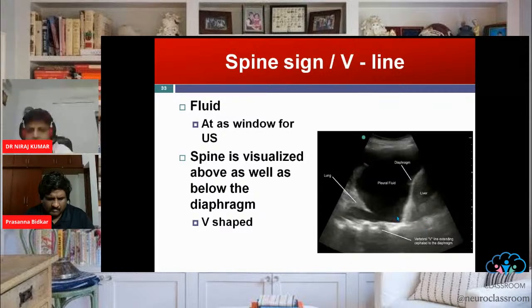But in case of pleural effusion, since ultrasound waves now can cross, here also you can see the vertebral column or a spine. And there is a peculiar appearance of the inverted B, like I said. So if you are getting this spine appearance or V-line appearance, that is also a sign of pleural effusion.